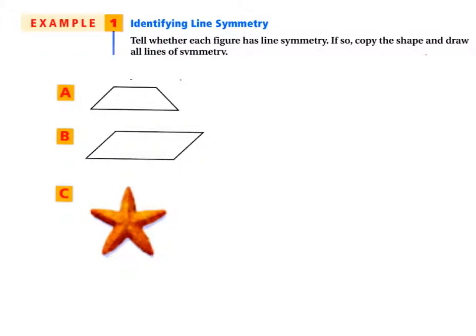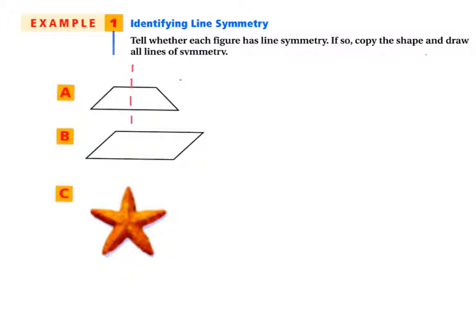So if we look at example number 1, we're going to identify line symmetry. Tell whether each figure has line symmetry. If so, copy the shape and draw all lines of symmetry. So A, we have a trapezoid. Line of symmetry. Can you divide this into two congruent pieces?